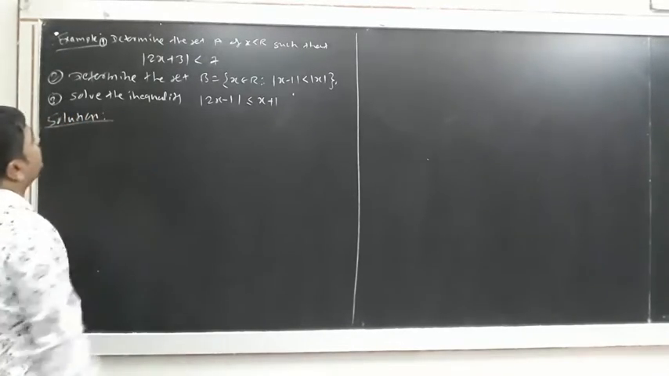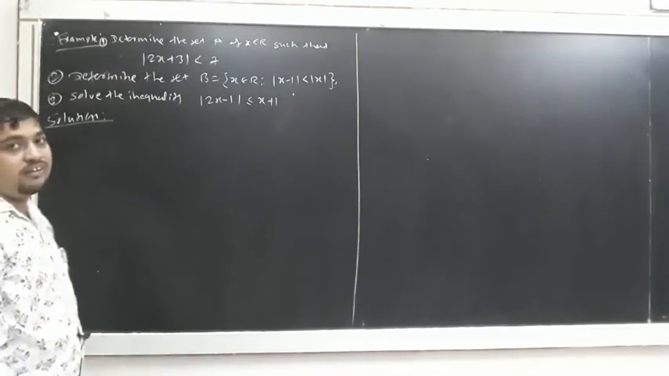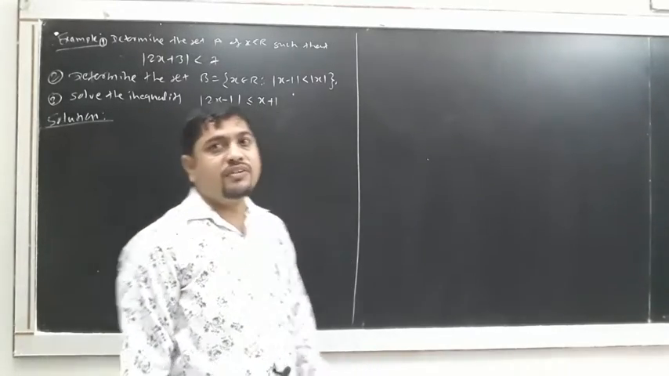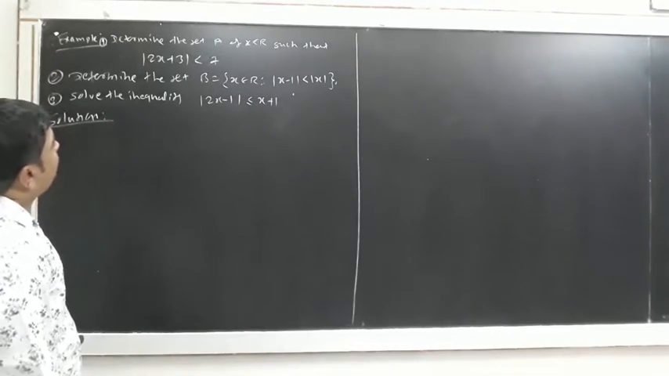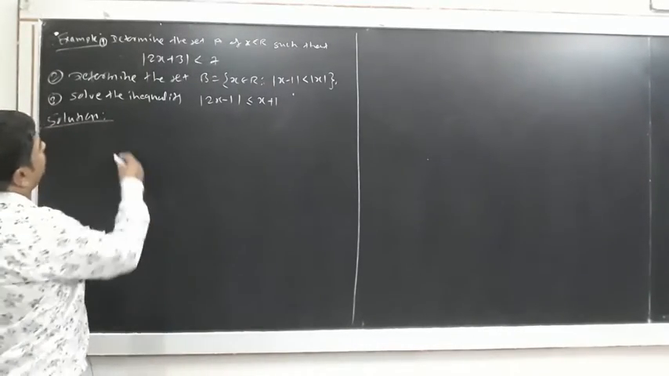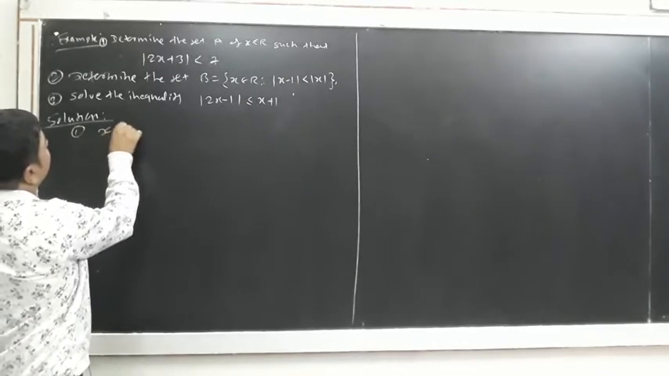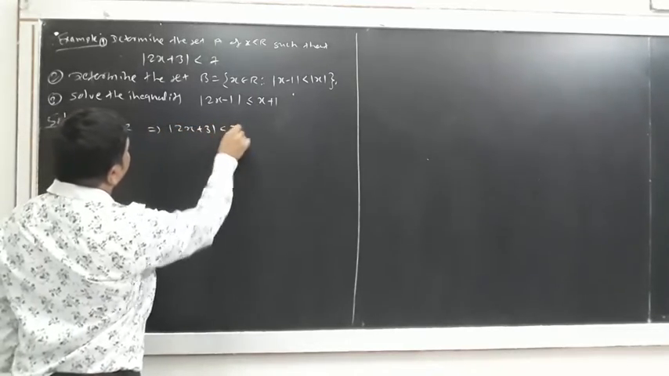So first is: determine the set A of x belonging to R such that mod of 2x plus 3 is less than 7. Just use the above inequalities and you will get the answer, or you can solve it using the order properties. So first, determine x, where x belongs to R. What does it imply? Mod of 2x plus 3 is less than 7.